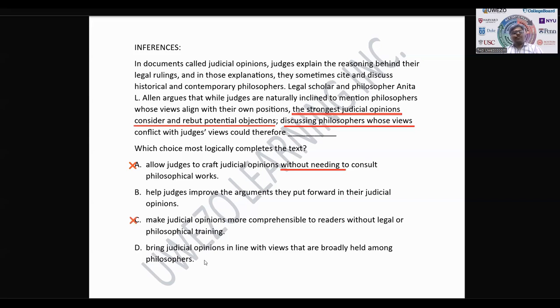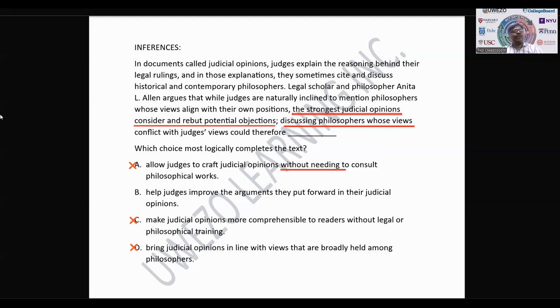Option D says bring judicial opinions in line with views that are broadly held among philosophers. Now, this is again contradicting, because the judges choose their rulings based on the philosophical things. Option D is saying bring judicial opinions in line with views that are broadly held among philosophers. We are not discussing this broad thing. This is too vague here. So option D also we can cross out. The right answer here has to be help judges improve the arguments they put forward in their judicial opinions.